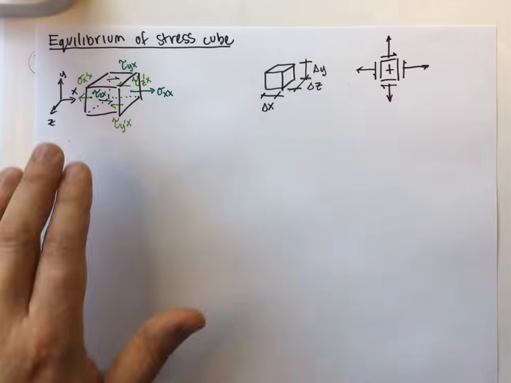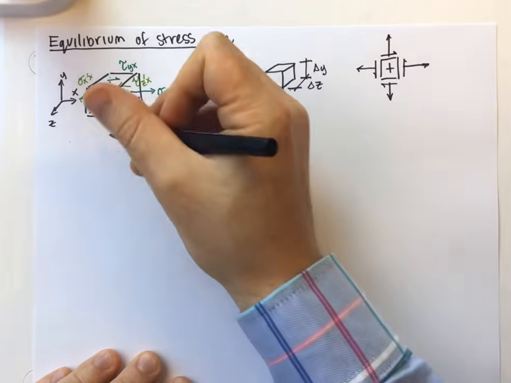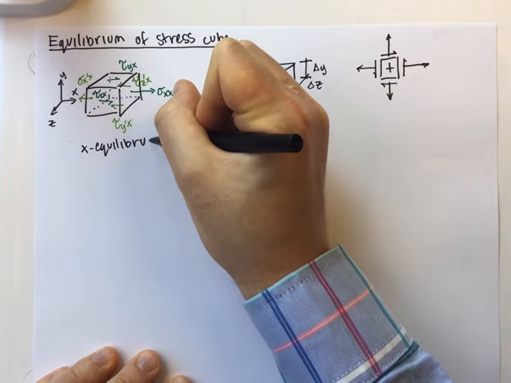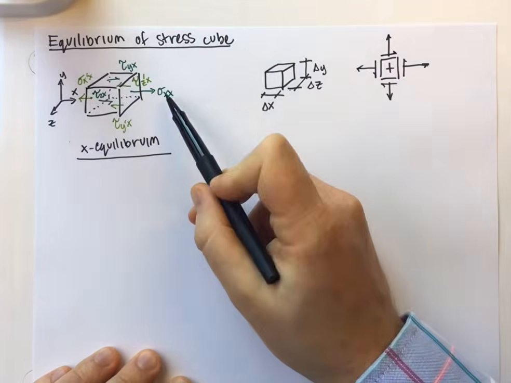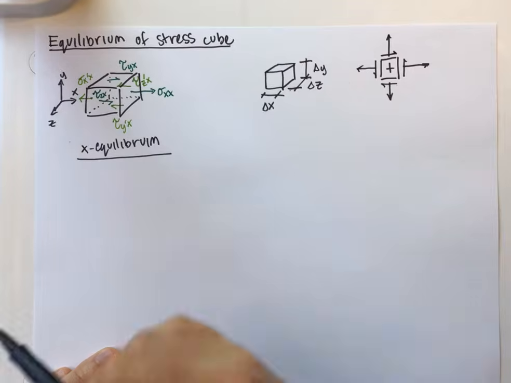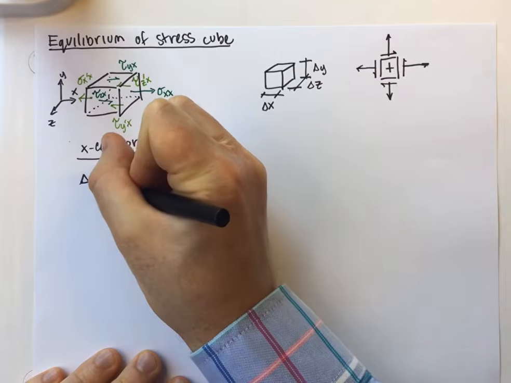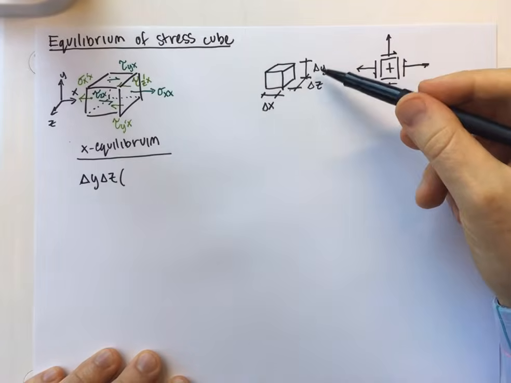All right, so now you can see that we end up having 6 components all together that are all going in that x direction. So x equilibrium, we'll do down here, and remember these are all stresses, right? So we're going to need to multiply those stresses times areas in order to get a force. And I'm going to think first about all the things that are multiplied by delta y, delta z. Okay, so that would be delta y, delta z.